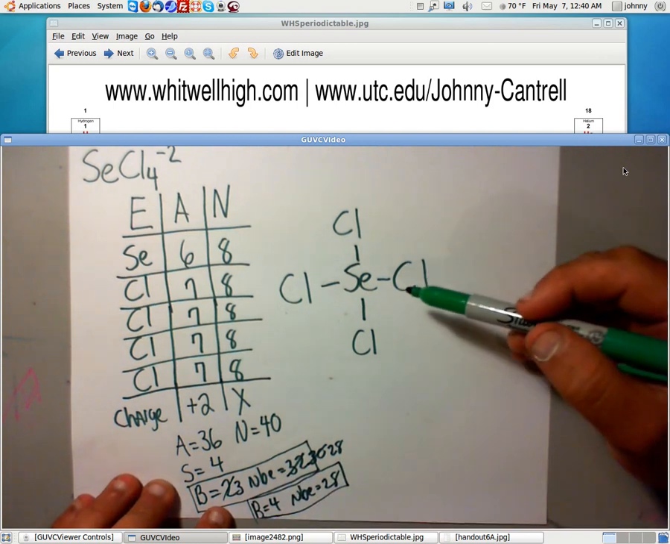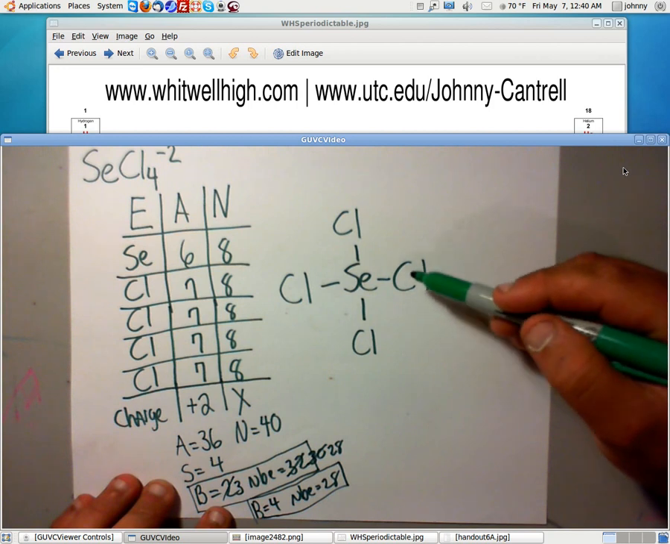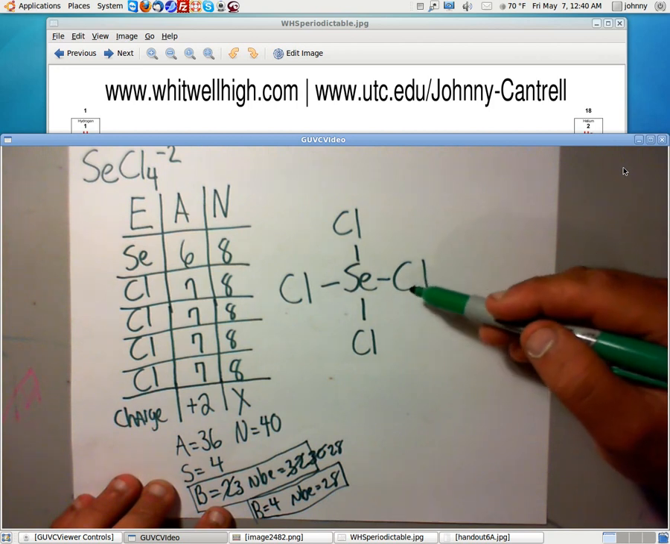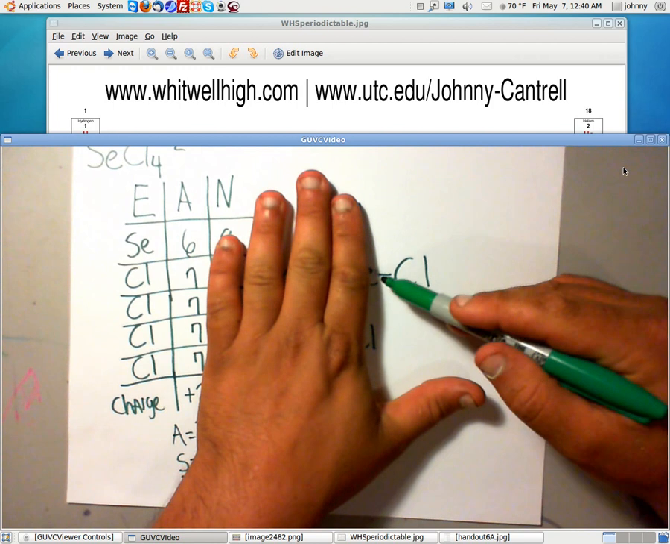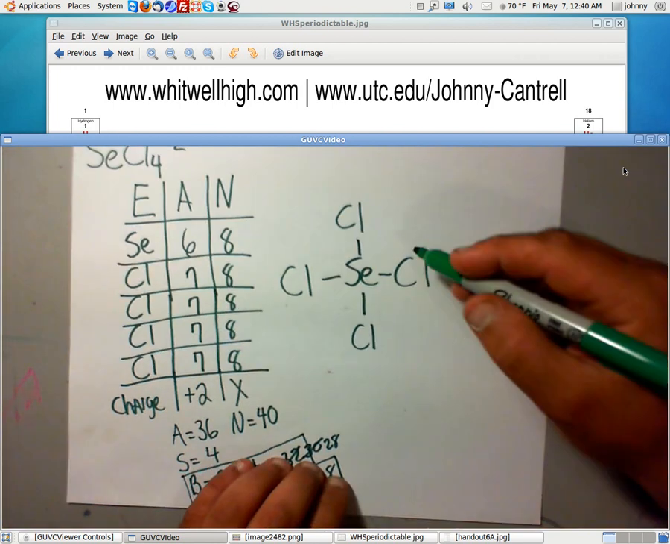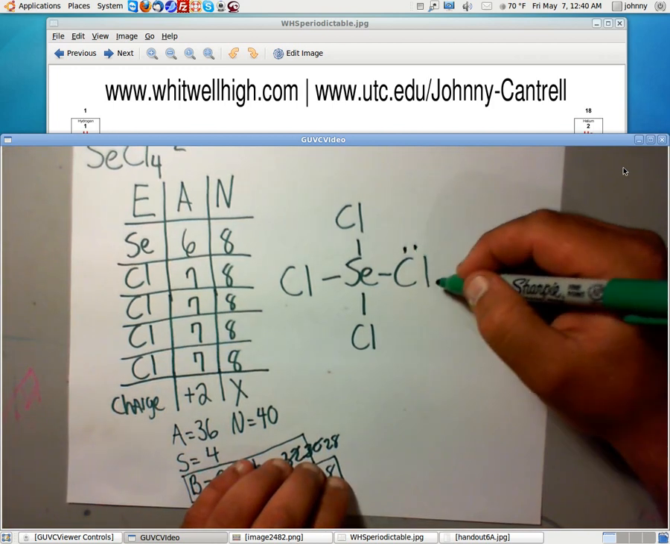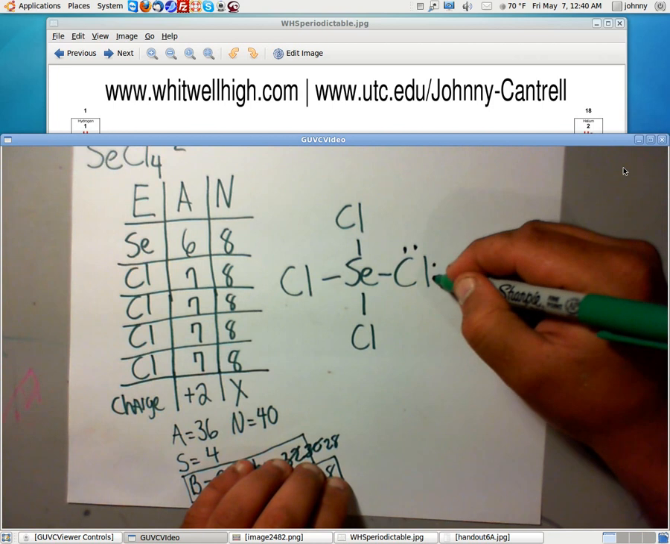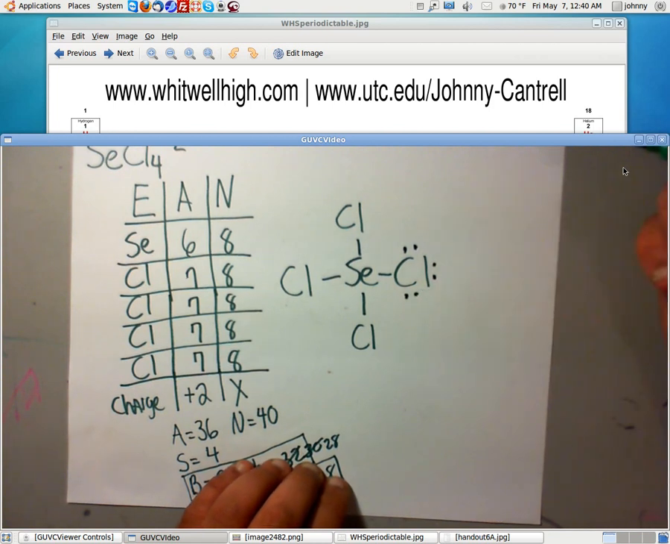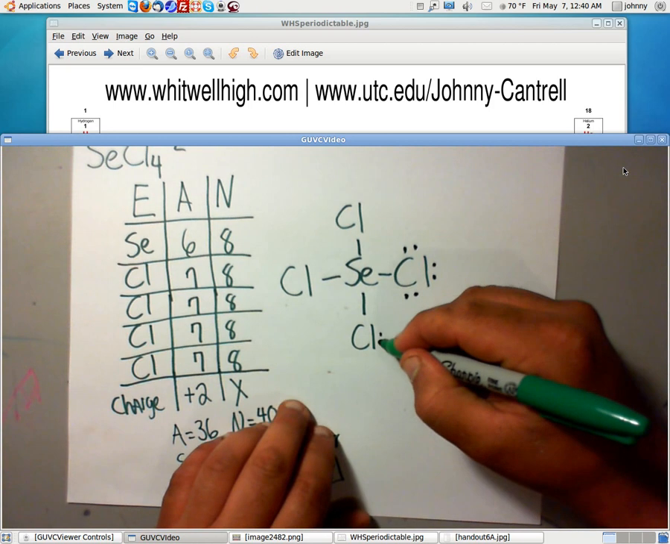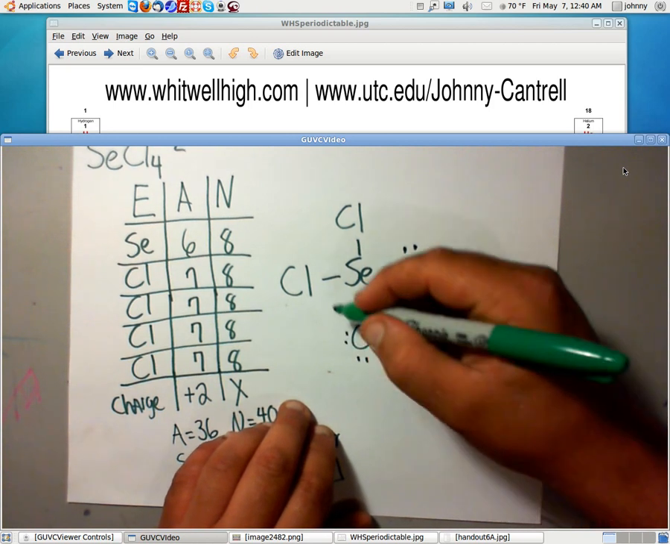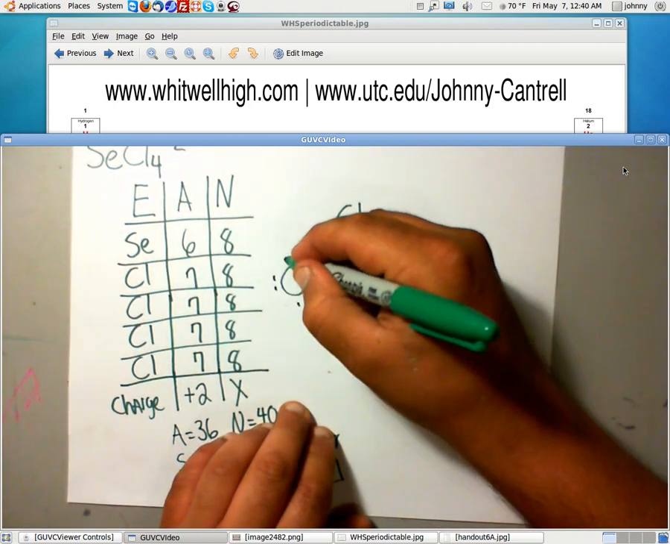Now if you look here, we need to go ahead and give this an octet. Notice that this chlorine that you see here only has 2 because of the bond. So it needs 2 more electrons. 1, 2, and that gives it 4. 2 more gives it 6, and 2 more gives it 8. So there's the octet: 2, 4, 6, 8. And that's true for all these chlorines. They need 6 more dots to give them octets.